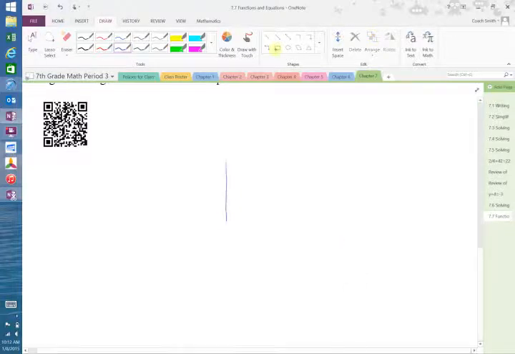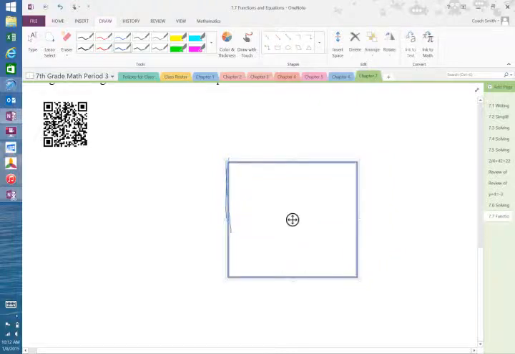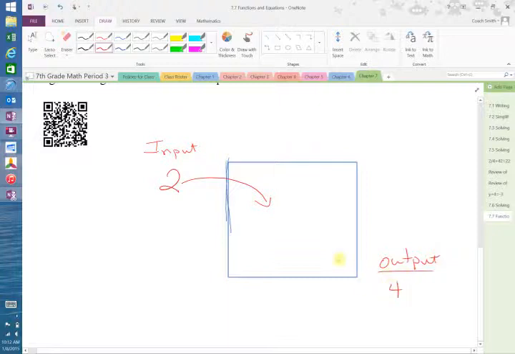All right, I have a box. In this box there is something happening. We don't know what's happening. All we know is that when I plug in a number, for example 2, it goes into the box, this is our input, and our output comes out 4.